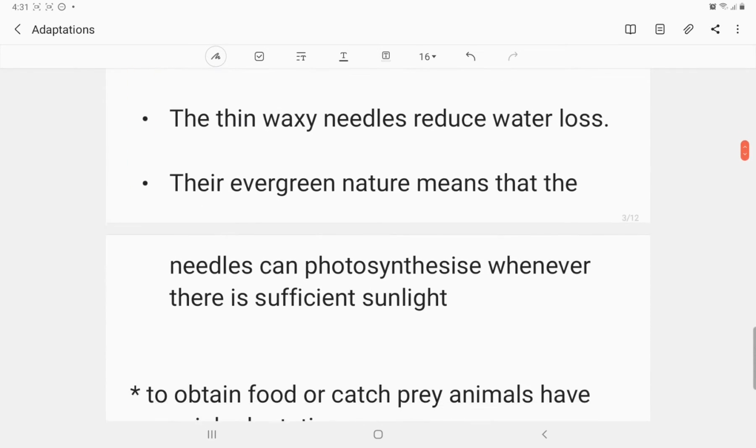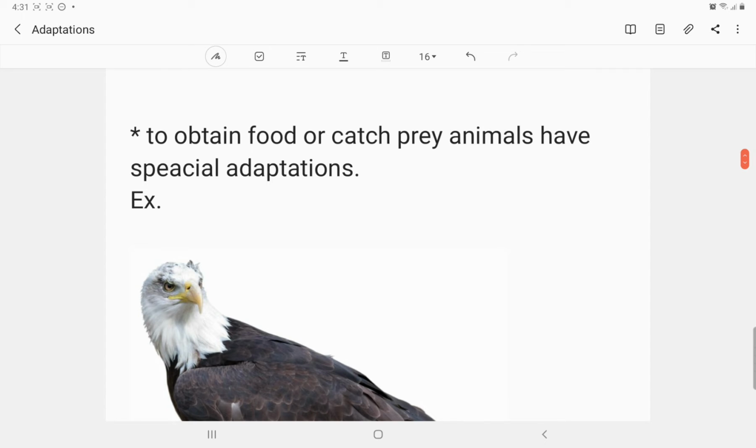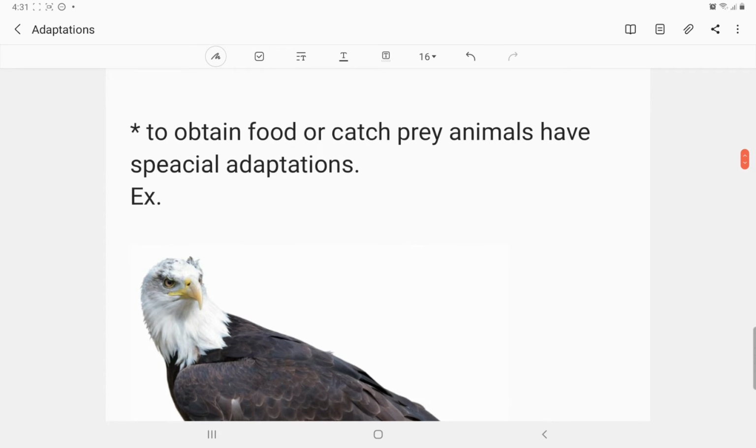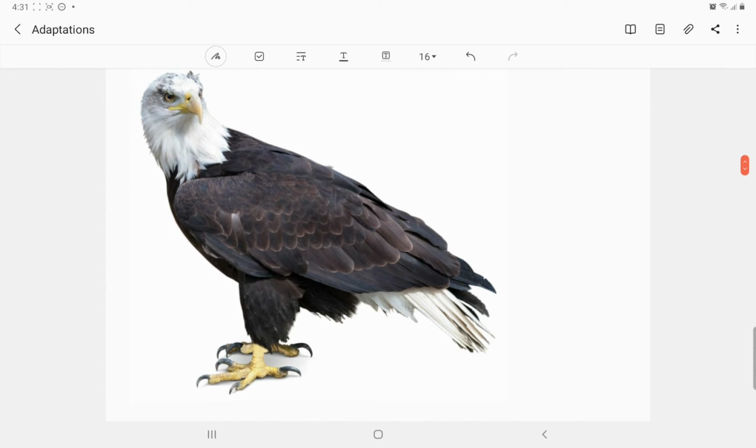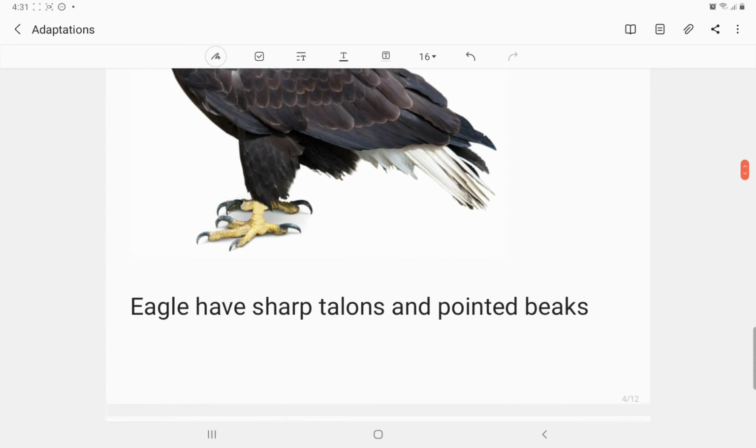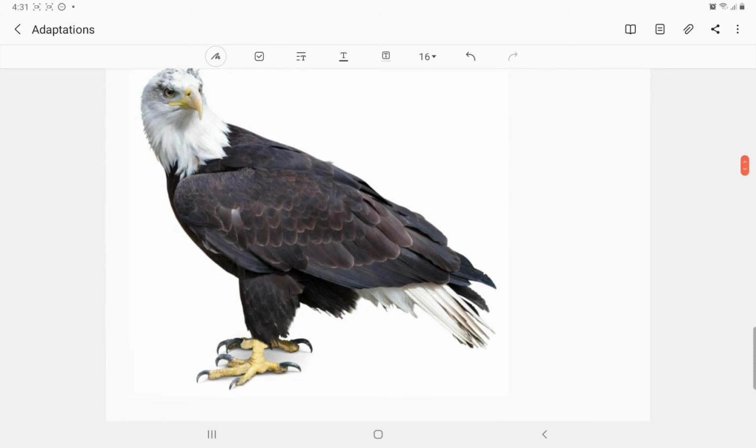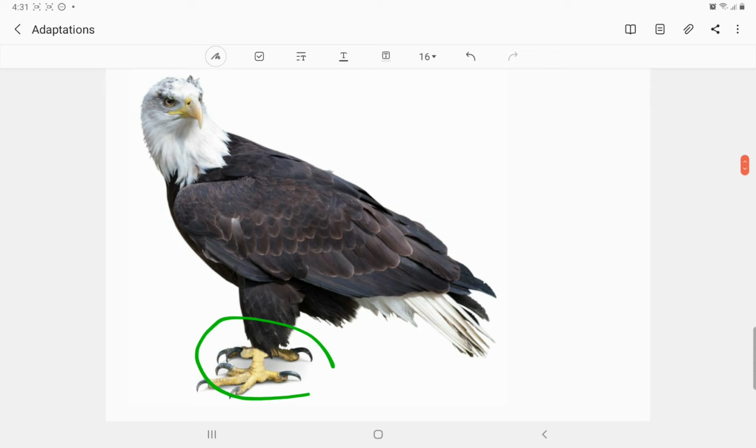To obtain food or catch prey, animals have special adaptations. For example, you see it? It's an eagle. Eagles have sharp talons and pointed beaks. You see the eagle's sharp talons and pointed beak?